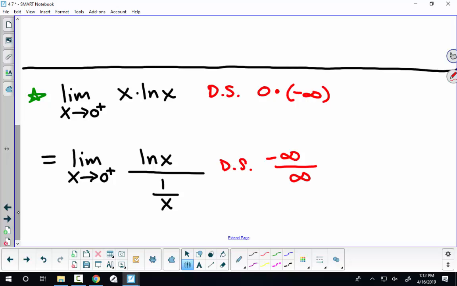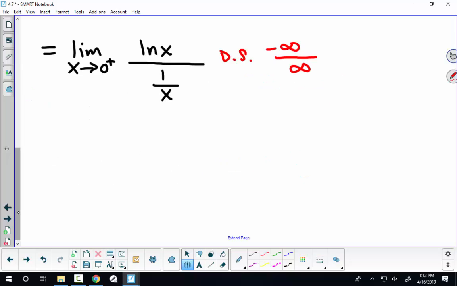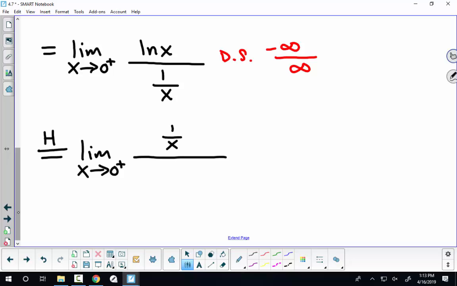Do you all have any questions? Make sense? Okay then. So now by L'Hopital's rule, computing the same limit, we look at the derivative of the numerator divided by the derivative of the denominator.